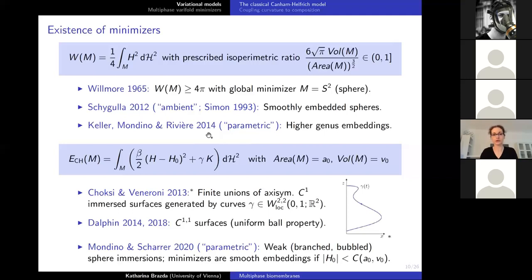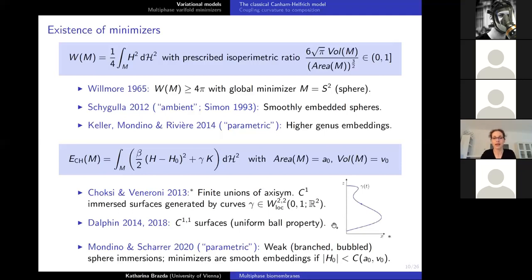And now for the Canham-Helfrich energy, there are not so many results up to now. There is a result by Choksi and Veneroni, which restricts to axisymmetric surfaces that one obtains by rotating a smooth curve like this. And then there is a general result for functionals depending on curvatures, where one has to restrict to surfaces having the uniform ball property, so no kinks in particular. Uniform ball property means you can inscribe a ball and circumscribe a ball, and there are no cusps and so on.